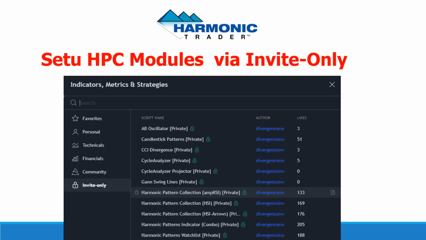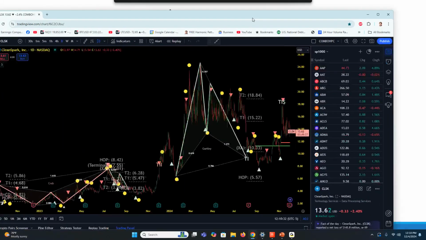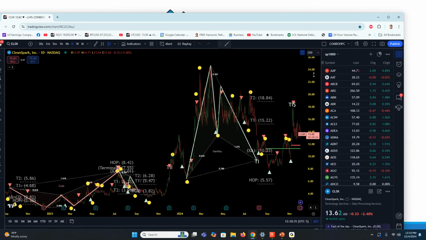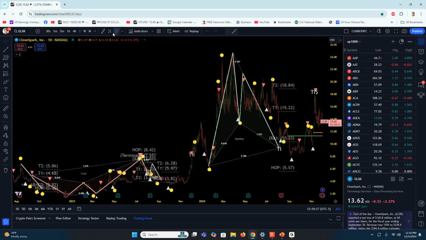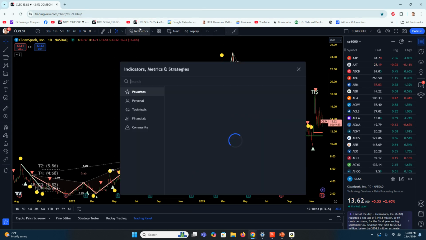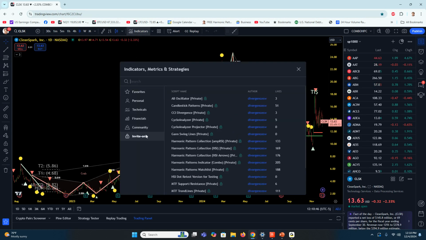There you go. So when you log in to TradingView, my recommendation is to get their basic subscription. It's like 20 bucks a month, but you can run on a free subscription. You don't need to subscribe to their premium. You're only going to be able to run 3 indicators. You go into the indicator section here. You go to invite only. So that's trial or otherwise. And then you load all of that: AMP, HSI, HSI arrows, combo.